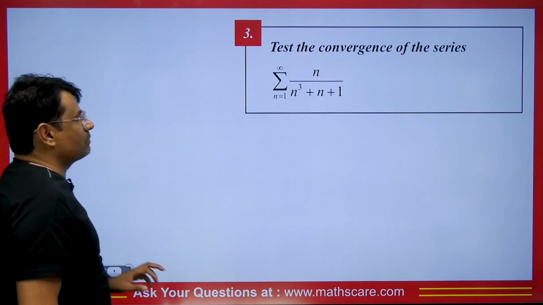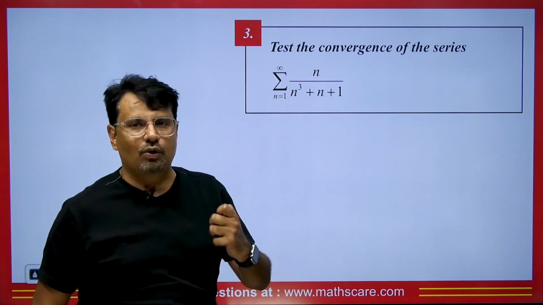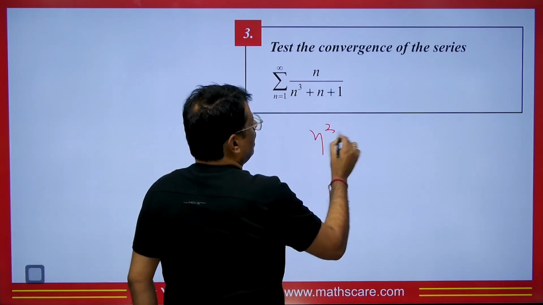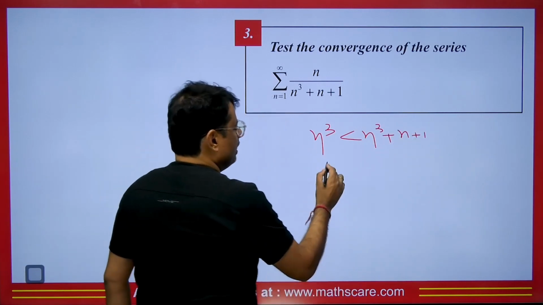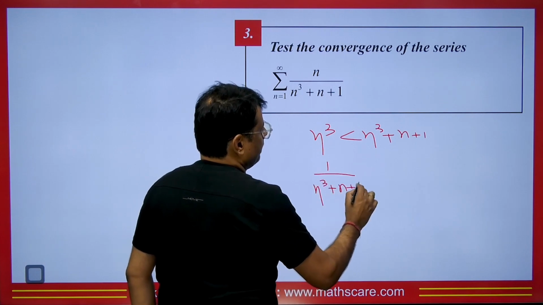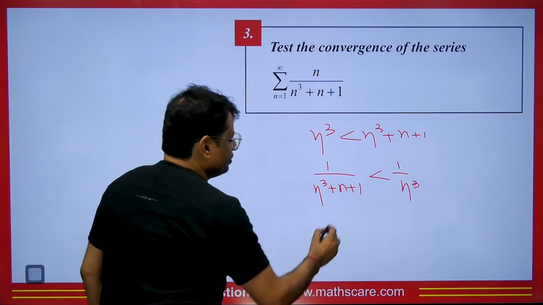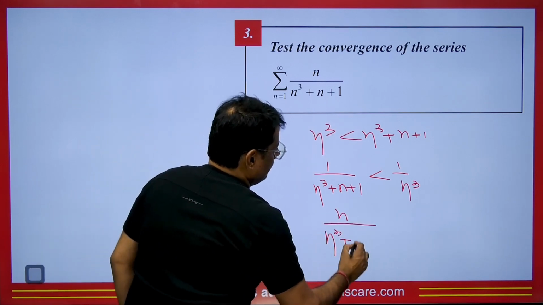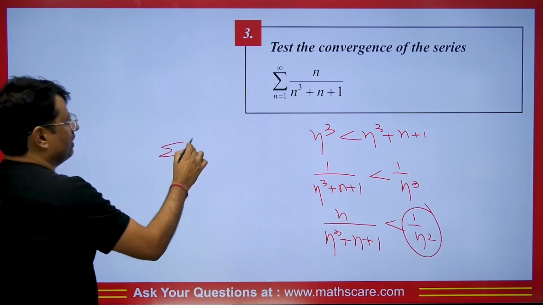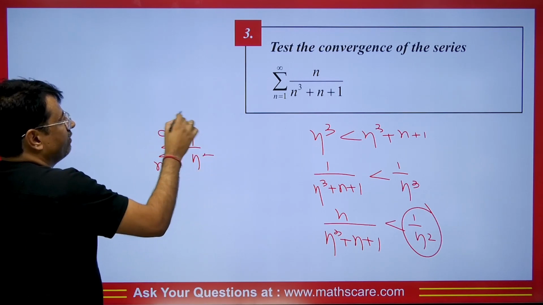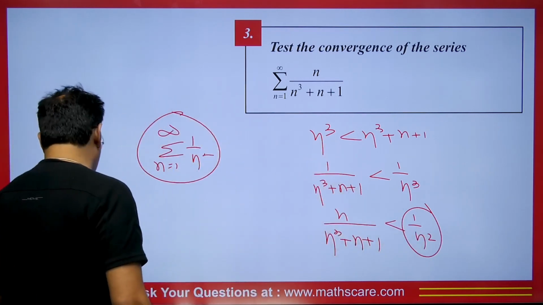Now, next question, students. See, we have been asked n upon n cube plus n plus 1. Is this convergent or not? So, students, we know that n cube will be smaller than n cube plus n plus 1. Now, do cross multiplication. So, here we get 1 upon n cube plus n plus 1 is less than 1 upon n cube. So, students, multiply n on both sides, and it will be 1 upon n square. And we know that this series, summation of 1 upon n square, where n is equal to 1 to infinity, is convergent. So, if this is convergent, then this will also be convergent. In this way, you can do it easily.